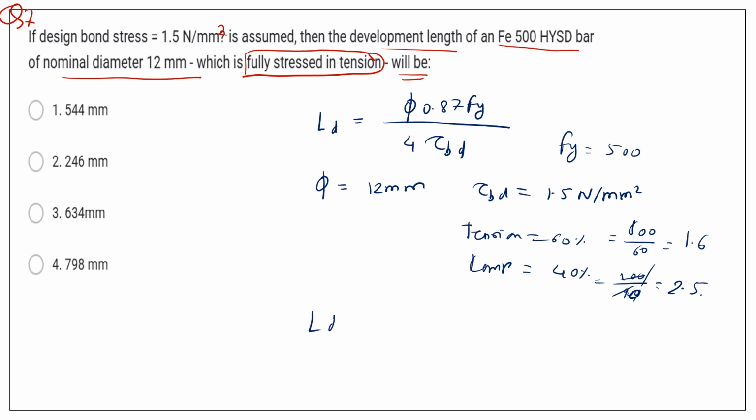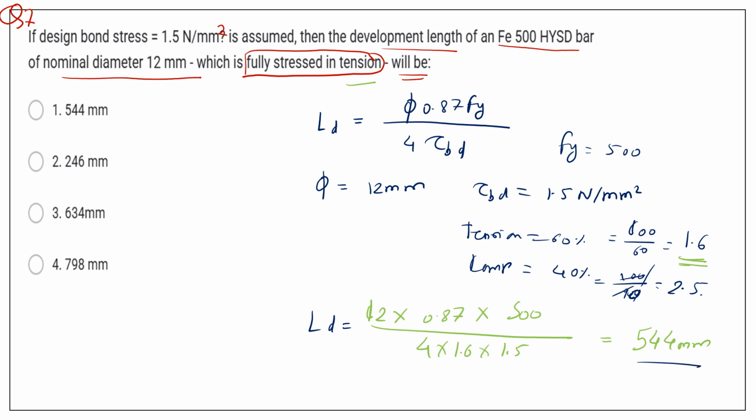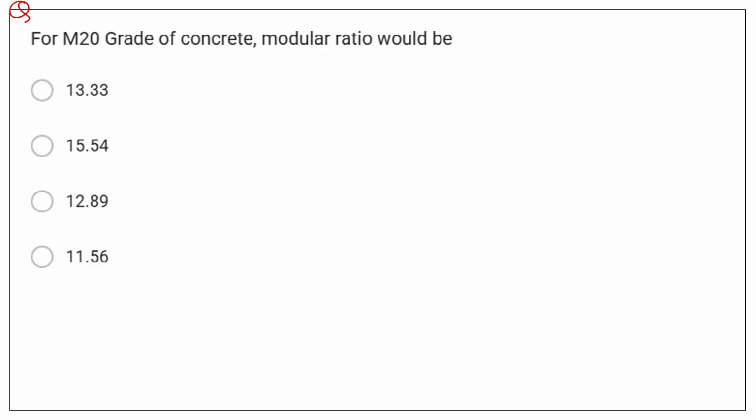So put the given values into the formula. LD is equal to phi, which is 12, into 0.87 into 500, divided by 4 into 1.6 into 1.5, because the tension condition is mentioned in the question. For tension, the value is increased by 60%. After calculation we get 544 mm, and this 544 mm is mentioned in the first option. So your first option is correct. Then the next question. Question number 8.